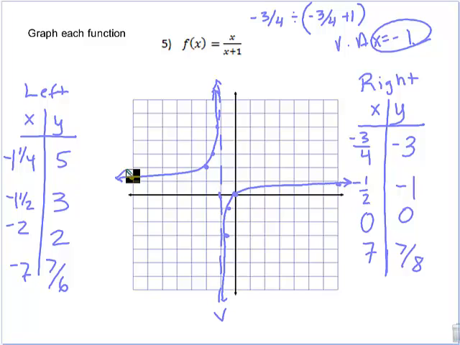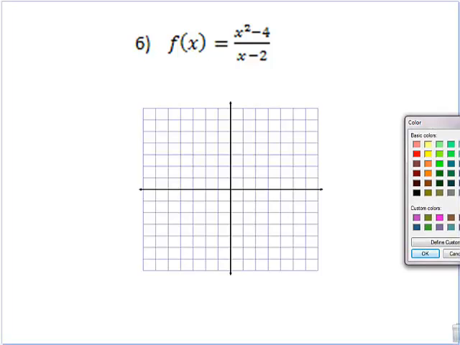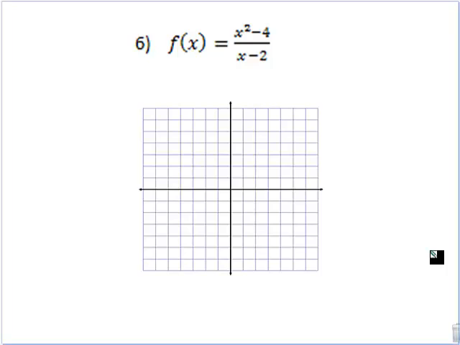Is that okay? So that's one with a vertical asymptote. We should probably look at one with a hole as well. Can I go to the example? Yeah? Okay. So here's the next one up, which will be the hole one. So here, f of x is equal to x squared minus 4 over x minus 2.